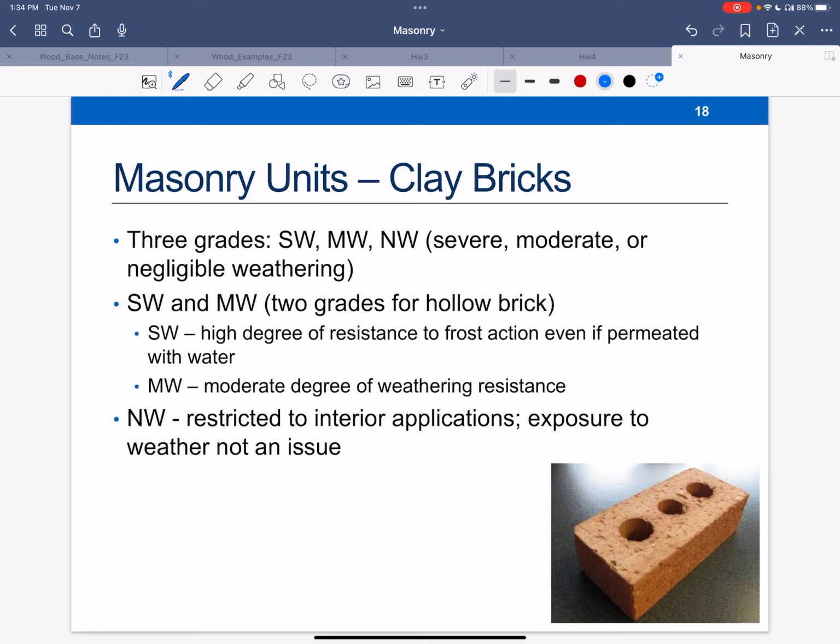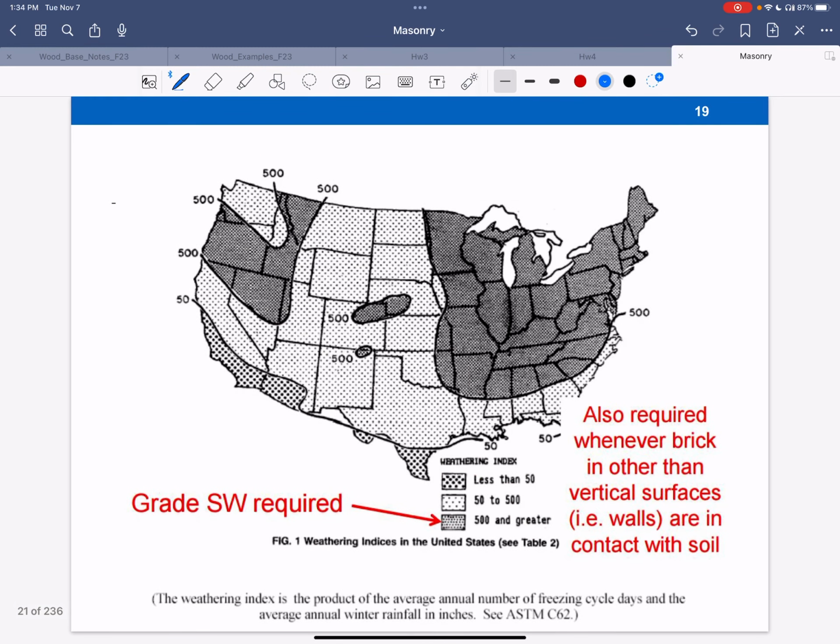All right, so there's 3 grades of brick, which you may also not have known. We have those that are for severe climate, moderate, or ones that are basically negligible. In other words, they're interior. So 2 grades for hollow brick, and then the negligible, like I said, is really not an exposed brick.